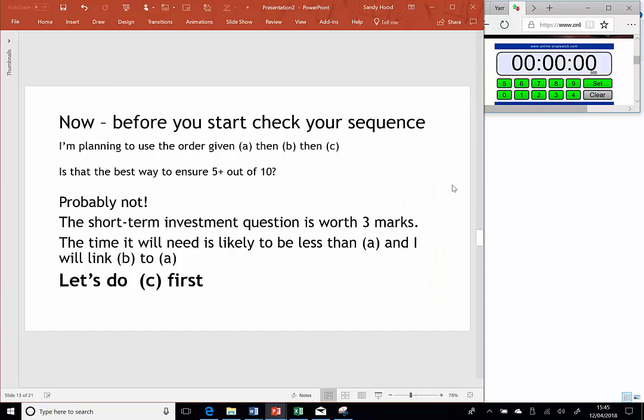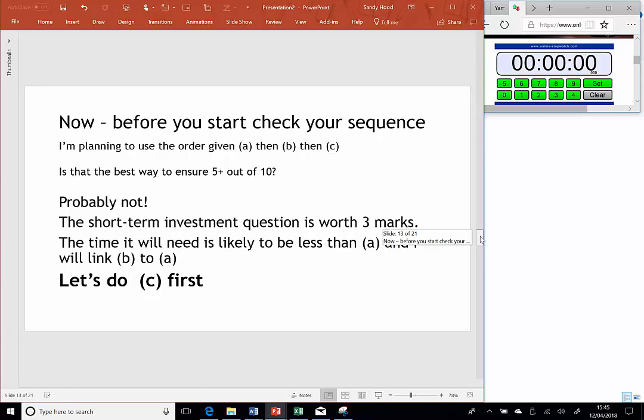Now, I just thought before we start, we'd just check the sequence, because I'm planning to use the order given, the A, then the B, then the C. But it's dawned on me that may not be the best way to ensure that I get 5 or more out of 10. You see, the short-term investment question is worth 3 marks. This is quite common. The wordy questions tend to be quite generously marked. So this time, I'm going to look at doing that first, because I think by answering the wordy question, I'm able to make sure that I answer it.